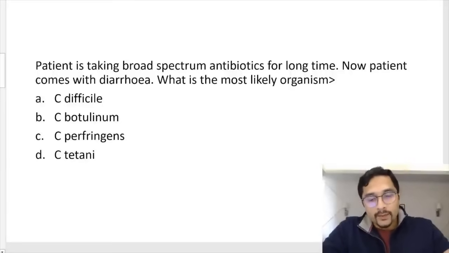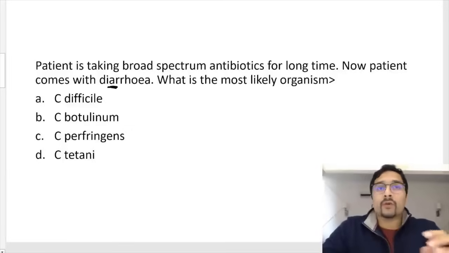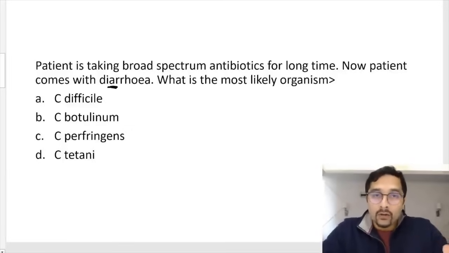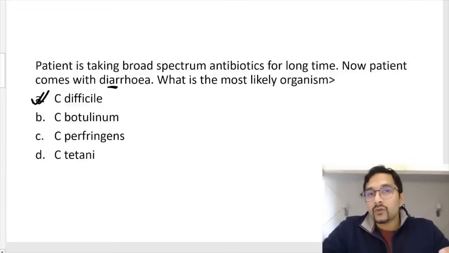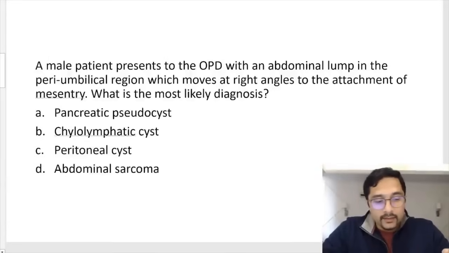A patient is taking broad spectrum antibiotics for a long time and now comes with diarrhea. What is the most likely organism? Broad spectrum antibiotics can alter the gut flora and the patient can develop Clostridium difficile pseudomembranous enterocolitis or diarrhea, and we can use oral vancomycin in these patients.